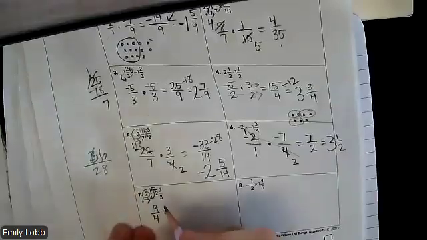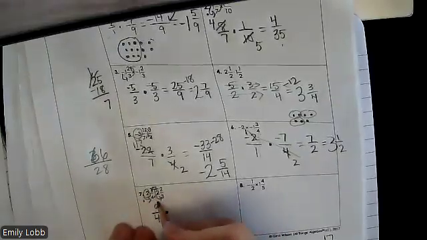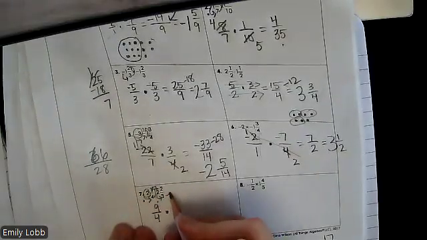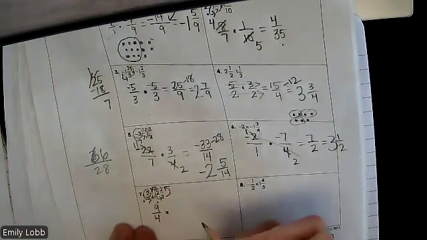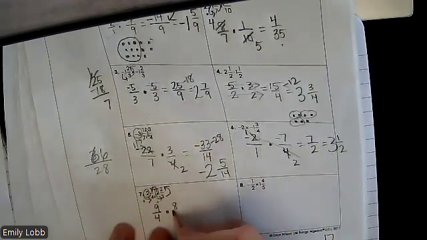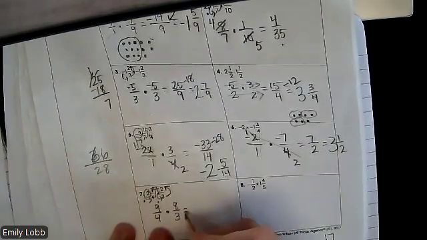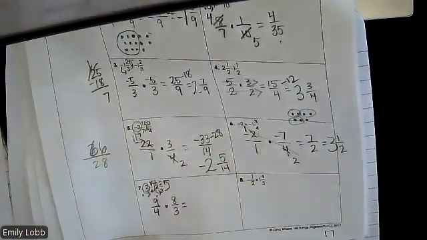But again, whole number times the denominator. What's 2 times 3? 6 plus 2? 8. So I have 8/3 here. Oh, this is so beautiful. I love this.